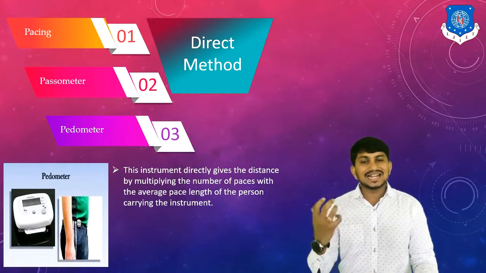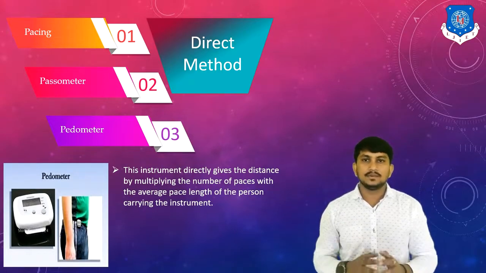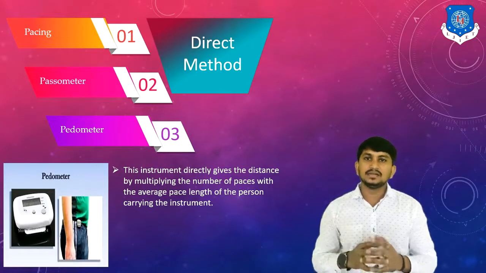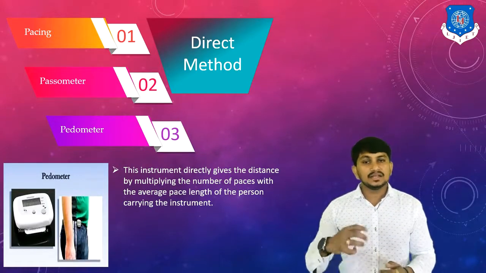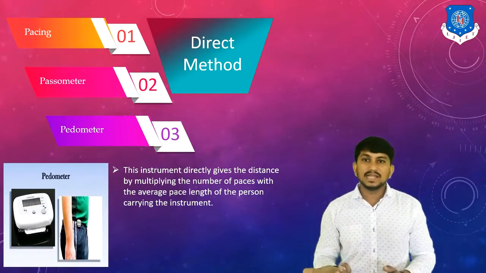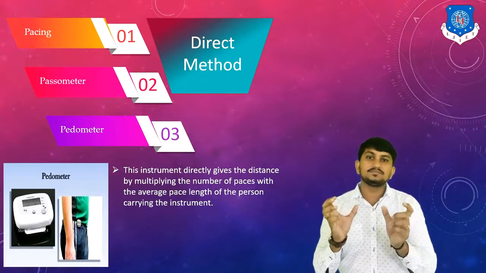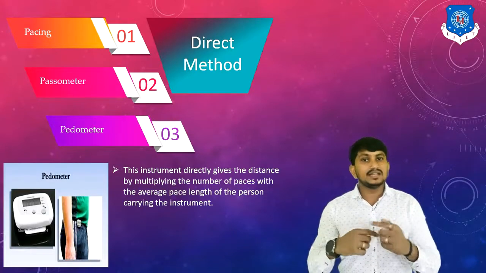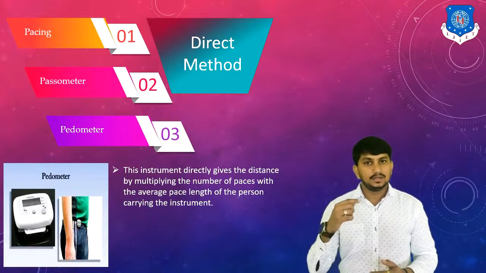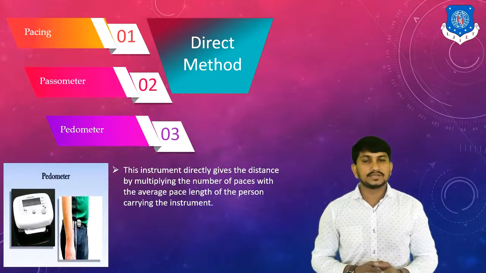The next method is pedometer method. The instrument directly gives the distance by multiplying the number of paces and average pace length. Here in pedometer, we have not required to multiply the number of paces and average pace length. The pedometer automatically gives the average pace length and gives the distance between 2 points.